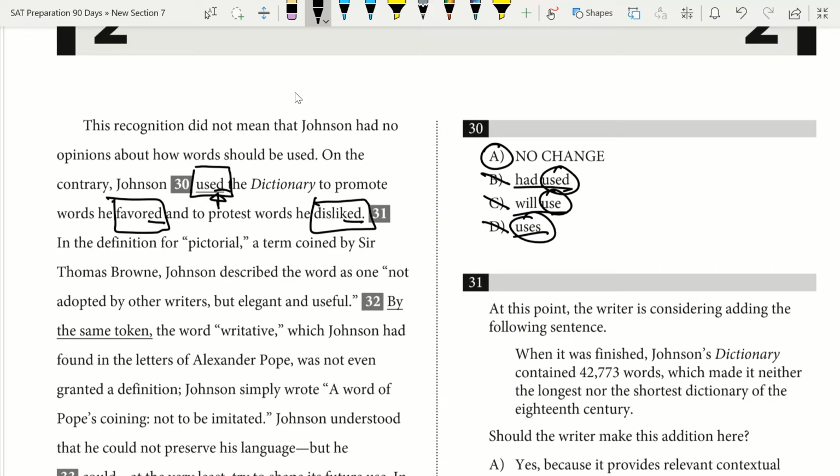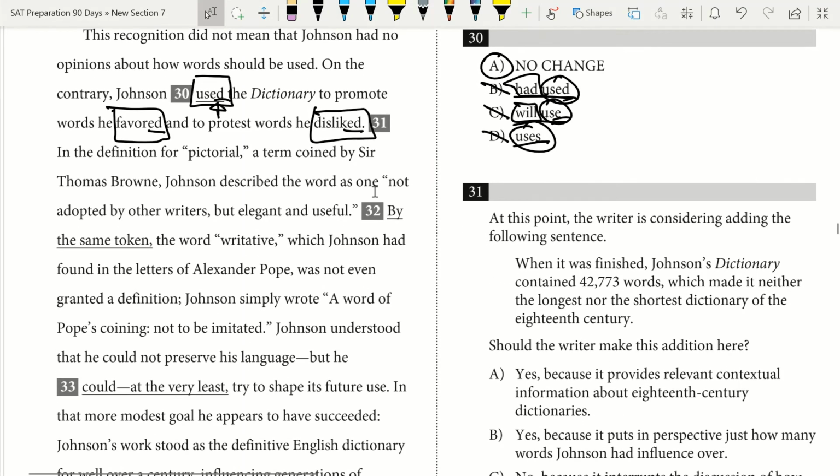So our correct answer for 30 had to be A. So anytime you're dealing with a tense question, which you can tell because you'll have a had here or a will here, or you have different endings on used, anytime you have a tense question, look around in the sentence, try to find other verbs and use those tenses as well. All right, so that takes us through 30.